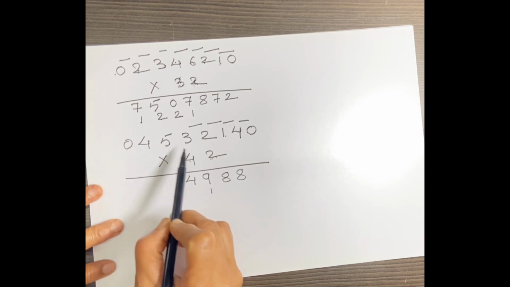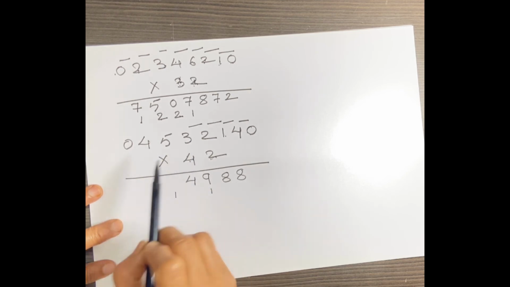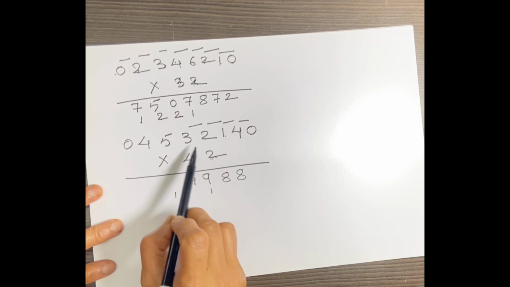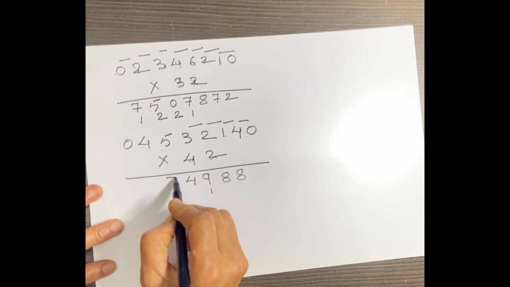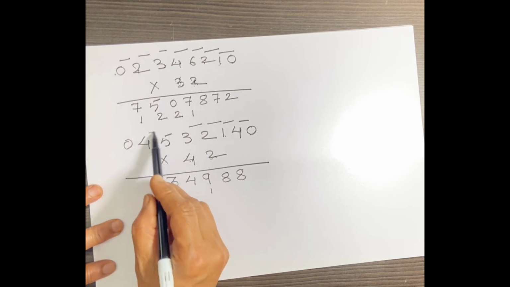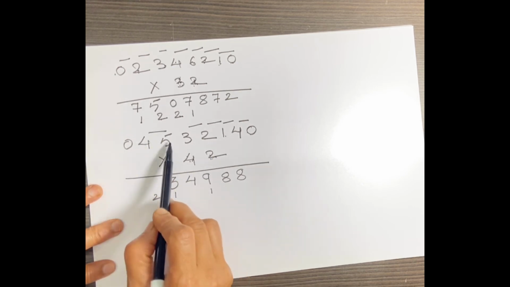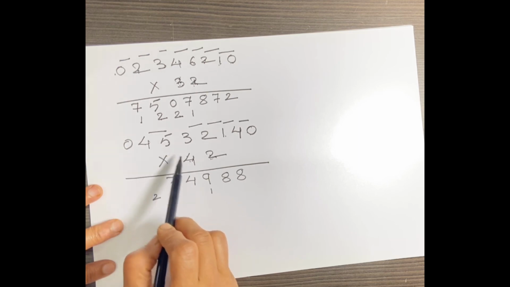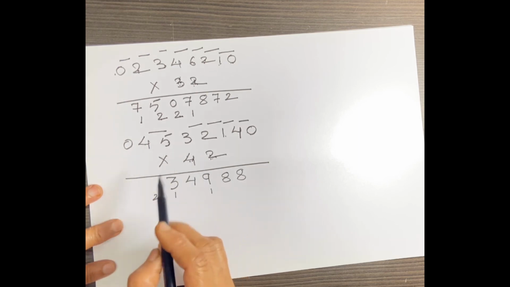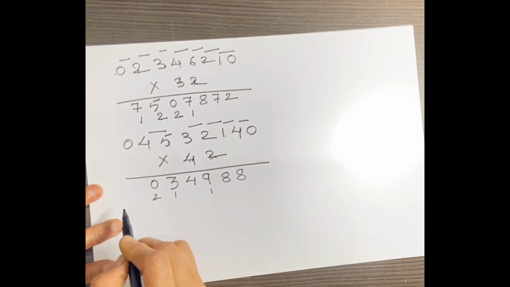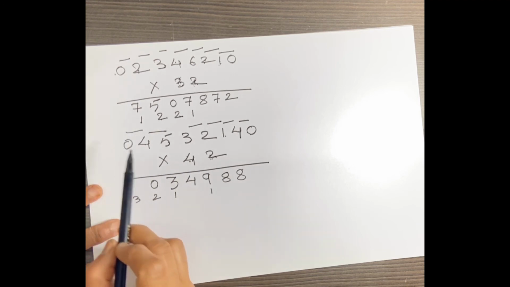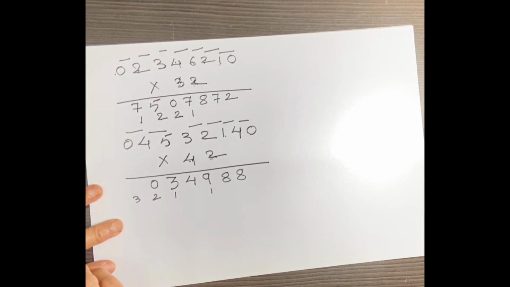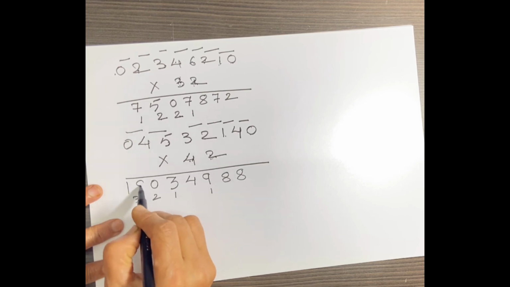Now next pair, 5 twos are 10 and 4 threes are 12. 10 plus 12, 22. 22 plus 1 is 23. Next pair, 4 twos are 8, 5 fours are 20. 20 plus 8, 28. 28 plus 2, 30. So 0 and 3 will be carried over. Next pair, 2 zeros are 0, 4 fours are 16. 16 plus 0, 16. 16 plus 3, 19.